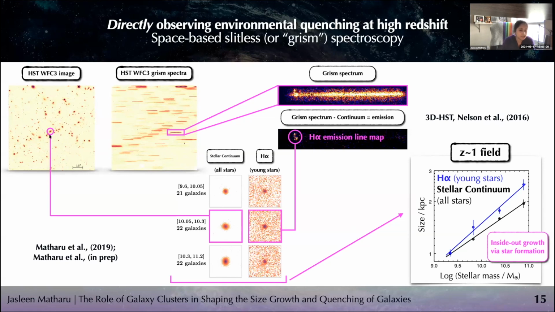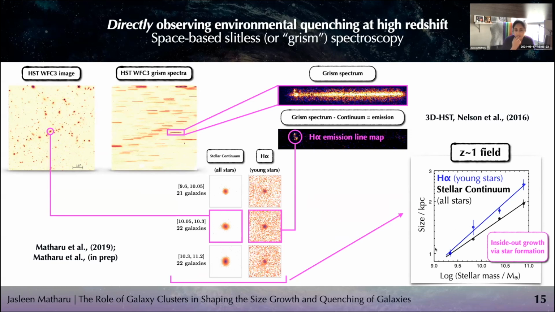The HST direct image of our cluster provides us with a 2D map of the stellar continuum, or the integrated star formation history of a galaxy. You can then stack these maps in bins of stellar mass, shown here, and measure the mass-size relation in 2 different tracers, allowing you to get a handle on where star formation in the galaxies is happening more recently versus where it was happening in the distant past.